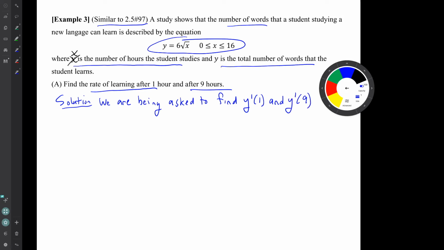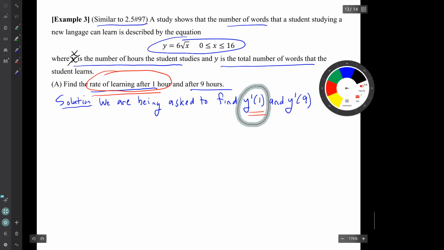Part of the objective of this problem is to test whether you understand the connection between these words, the rate of learning, and this symbol. That when you see these words, you make the connection that you find that quantity, that rate of learning after 1 hour, by finding this quantity, y prime parentheses 1.